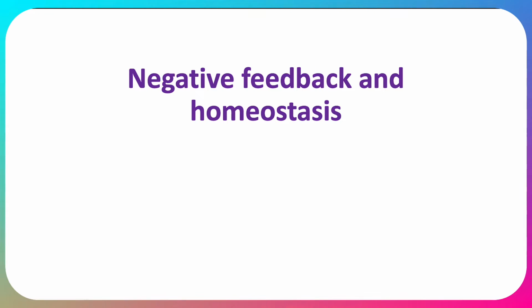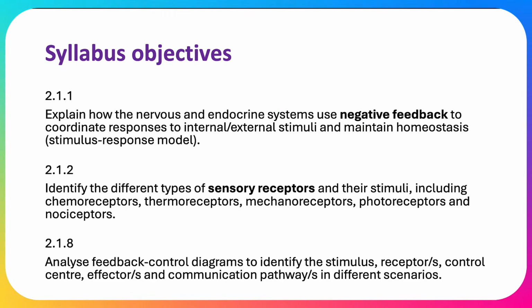So let's talk about maintaining homeostasis using negative feedback loops. There's several syllabus objectives here. The first one is about using negative feedback loops to maintain homeostasis. We're going to look at stimulus response models and we're going to look at negative feedback loops. In future videos, we'll look at how the nervous and endocrine systems are involved in that.